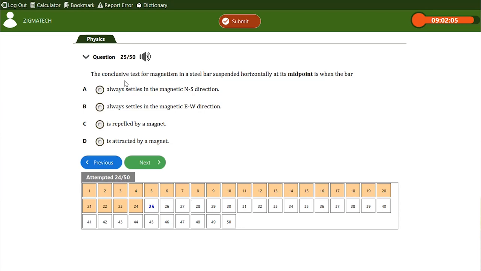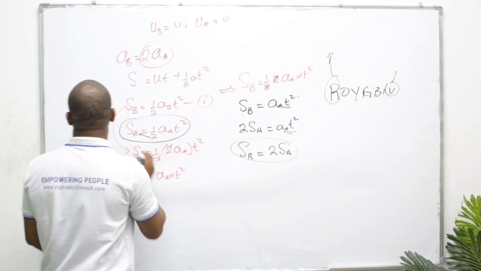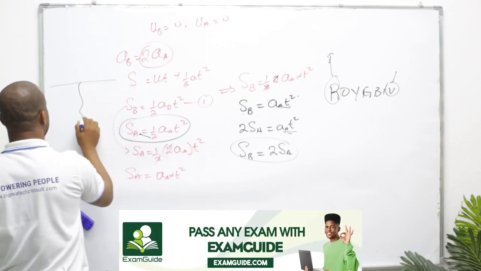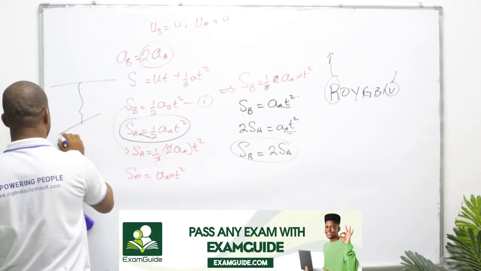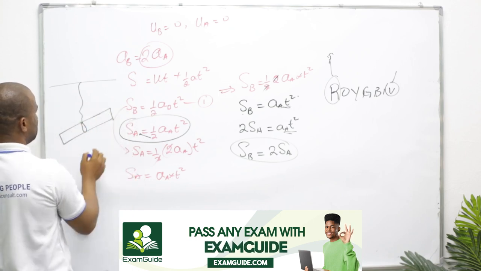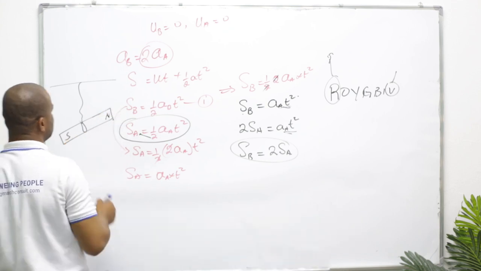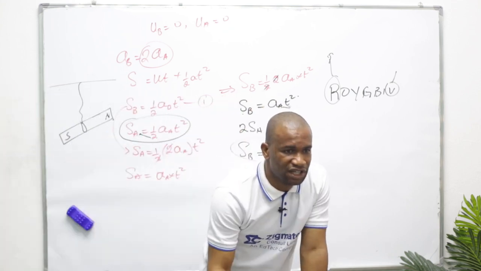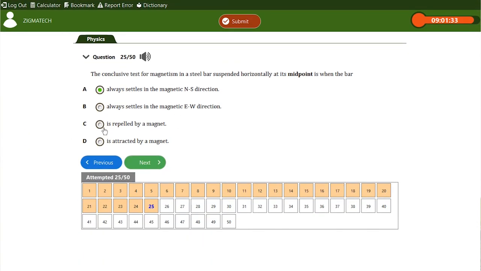The conclusive test for magnetism in a steel bar suspended horizontally at the midpoint is when the bar always settles in the north. Of course, when you suspend a magnetic bar with a rope, it will always move in this direction, north, south. So that option is okay. Option A, always settle in the north. Repulsion is the conclusive test, not attraction. Option A is better.